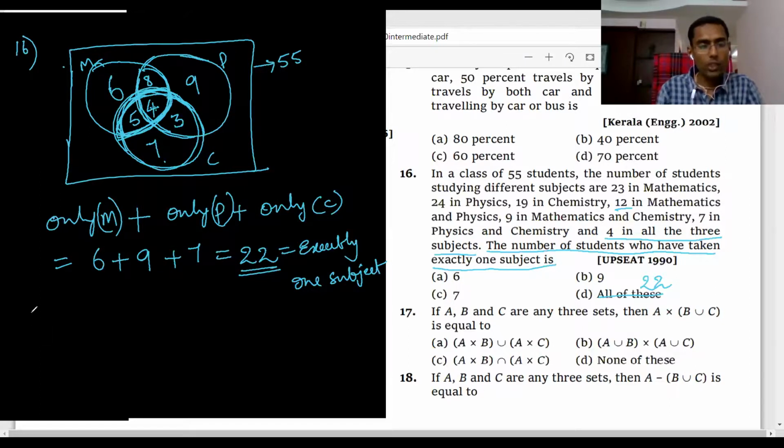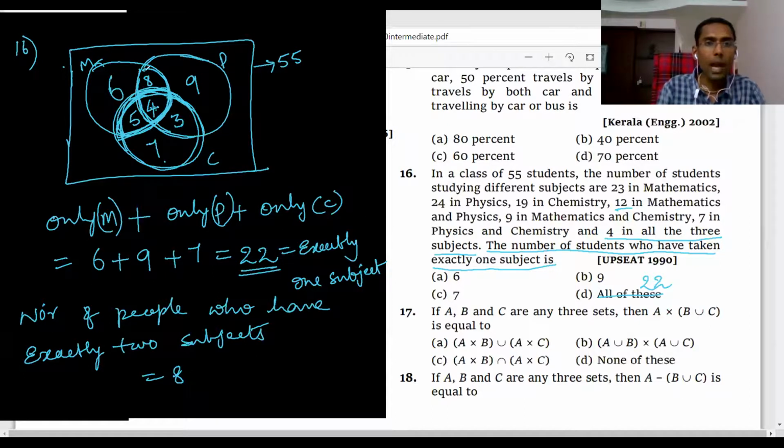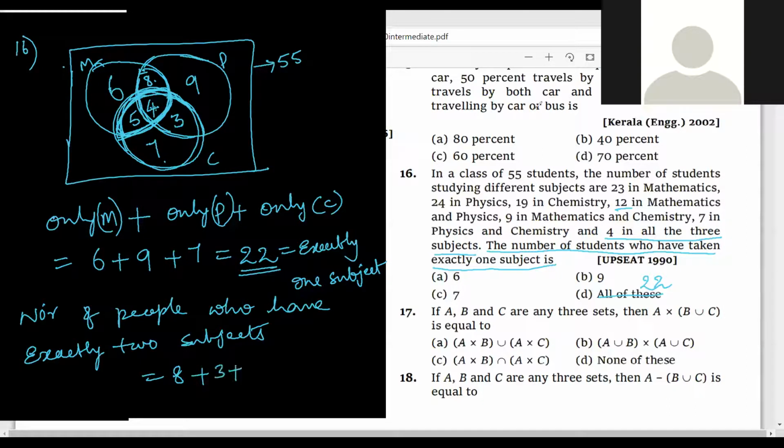Now, let's say if at all you want the number of people who have taken exactly 2 subjects. What is the answer? Exactly 2 subjects means 8 people took exactly math and physics. Those who took only math and physics but not chemistry means 8. These people took exactly 2 subjects, and plus 3 people took exactly 2 subjects.